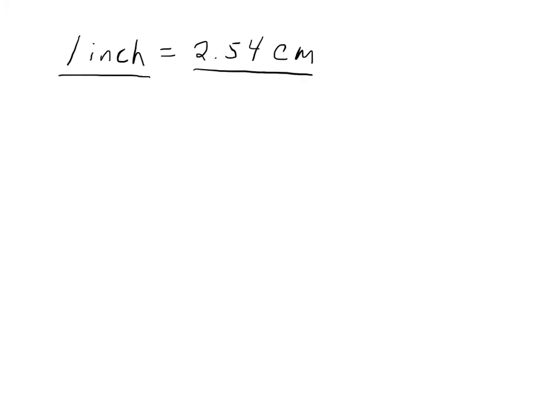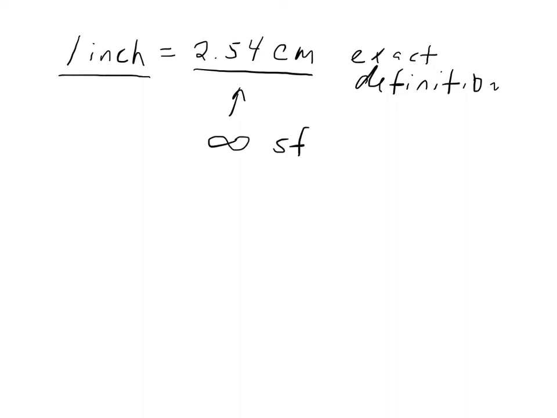One very common conversion factor is 1 inch equals 2.54 centimeters. This is written as an equality. It states that this 1 inch is exactly equal to the 2.54 centimeters. Now this is the case where this is an exact definition. What this means is that this has an infinite number of sig figs. This equality can be written in two different ways.